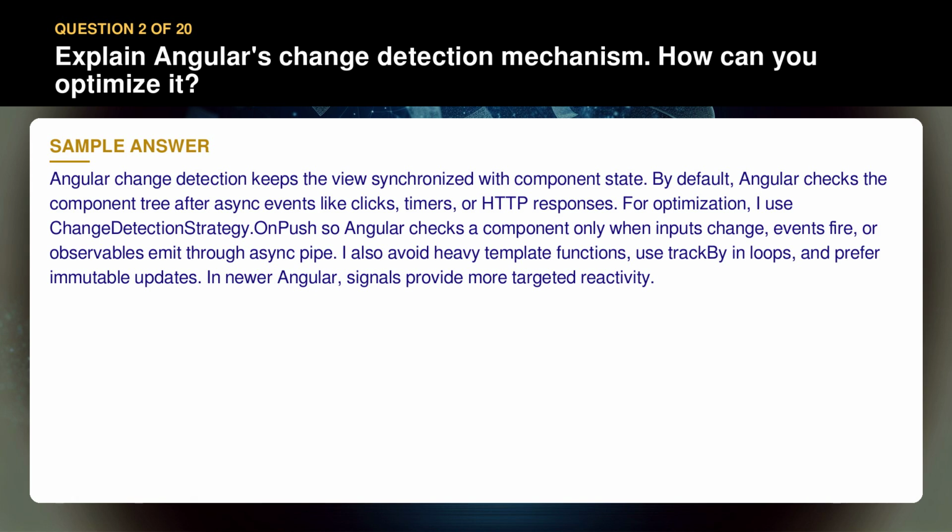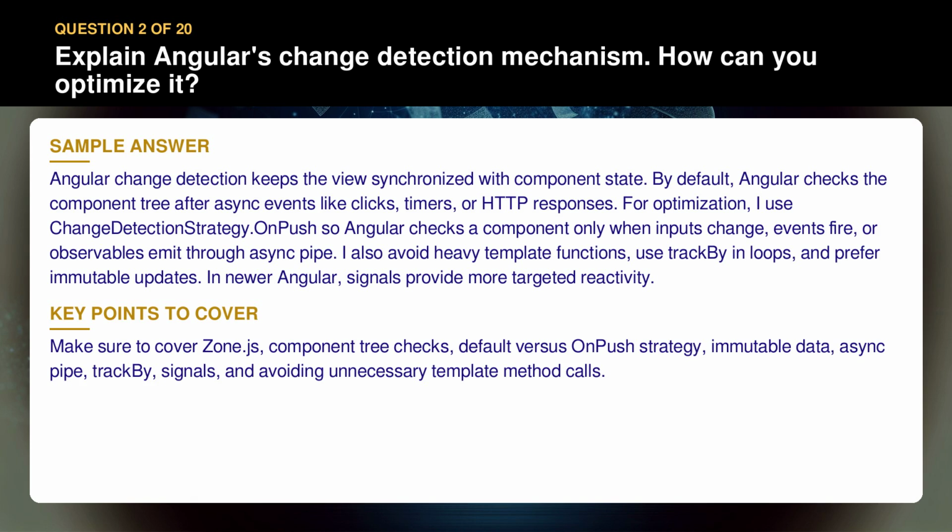In newer Angular, signals provide more targeted reactivity. Make sure to cover Zone.js, component tree checks, default versus OnPush strategy, immutable data, async pipe, trackBy, signals, and avoiding unnecessary template method calls.